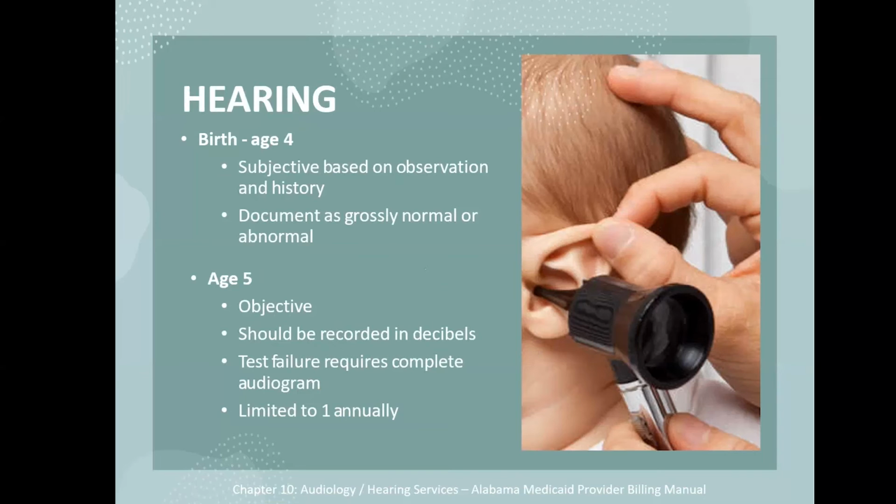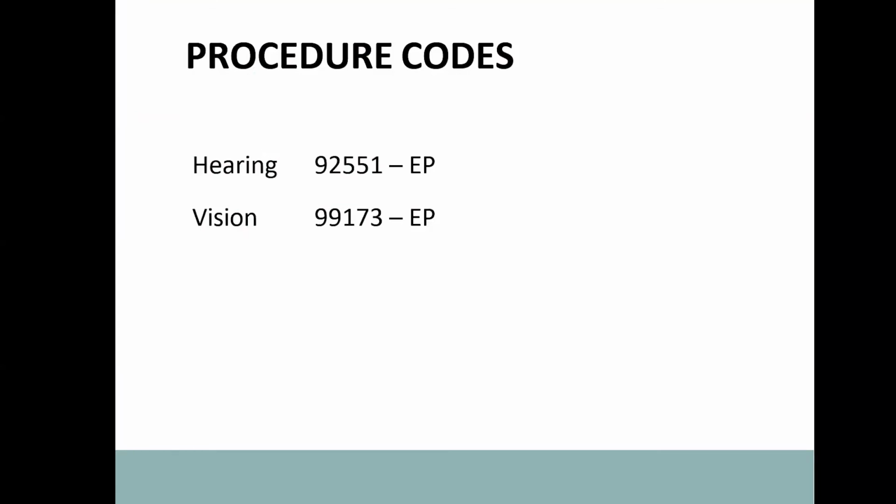Hearing screenings must be performed through the use of a pure tone audiometer at 500 and 4,000 hertz at 25 decibels for both ears. If a child fails to respond at either frequency in either ear, a complete audiogram must be done. Hearing screenings are limited to 1 each annually, beginning at age 5. For detailed information pertaining to the hearing program, refer to Chapter 10, Audiology Hearing Services in the Alabama Medicaid Provider Billing Manual. The following procedure codes should be used when billing hearing and vision screenings.